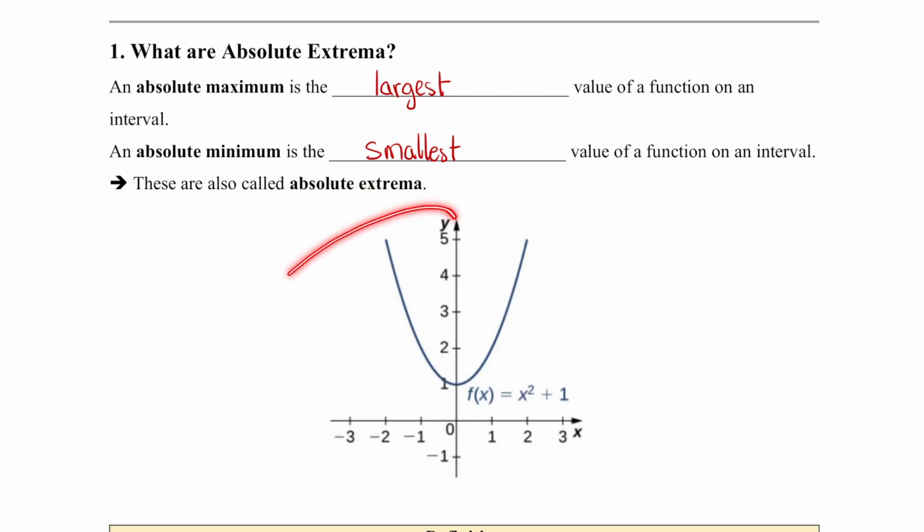Now, let's look at the graph. We have a function f of x equals x squared plus 1. You can see that this graph is a parabola opening upward. The lowest point of this graph is at the bottom of the curve. That point is the absolute minimum because no other point on the graph has a smaller value. And notice, this graph actually does not have an absolute maximum if we consider all x values because it keeps going up forever.